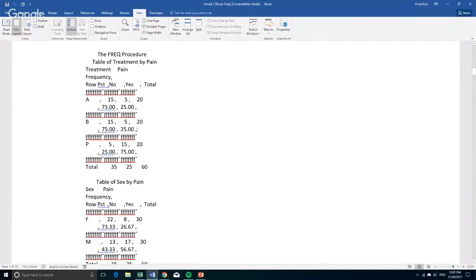This table is a little bit difficult to read. Basically, this is the percentage of people not in pain, and this is the percentage of people in pain, by treatment. So 25% of the people on treatment A were in pain, 25% of people on treatment B were in pain, 75% of the people on the placebo were in pain. So it looks like the placebo doesn't work. A and B, there is literally no difference between the two of them in terms of the number of people who were in pain and were not in pain. So I think that there really is no difference between treatments A and B, but both of them have a huge difference from the placebo. The placebo looks like it doesn't work at all.